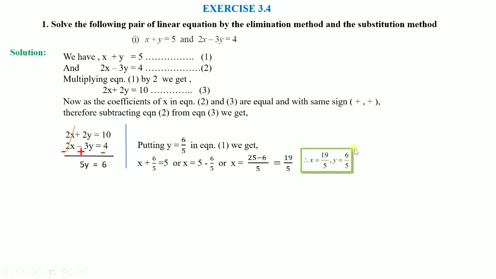Now x is equal to 19 upon 5 and y is equal to 6 upon 5. So this is all about the solution of this system of equations by elimination method. We'll go for the next question. Next question is part number 4.